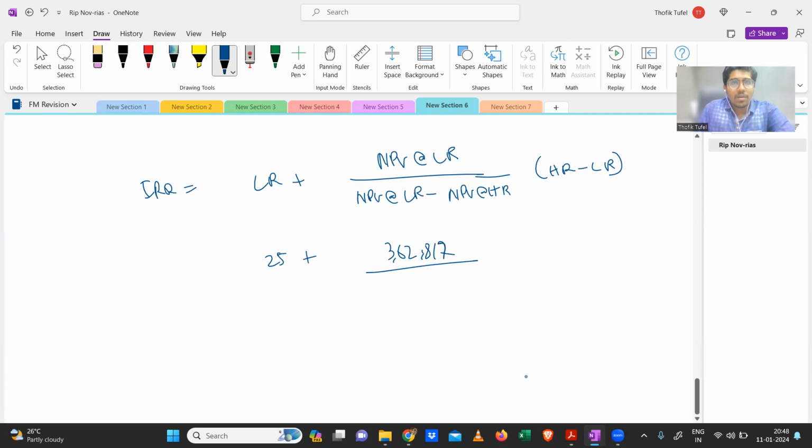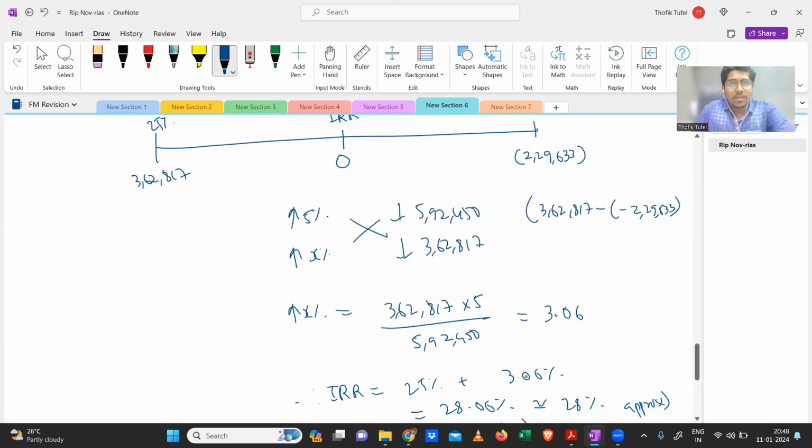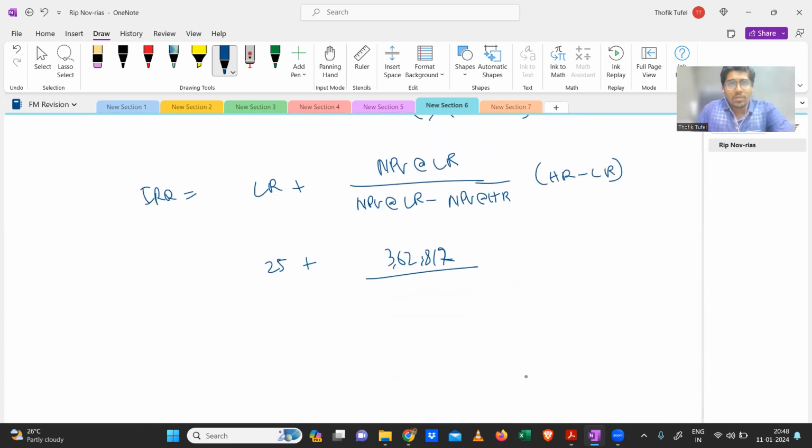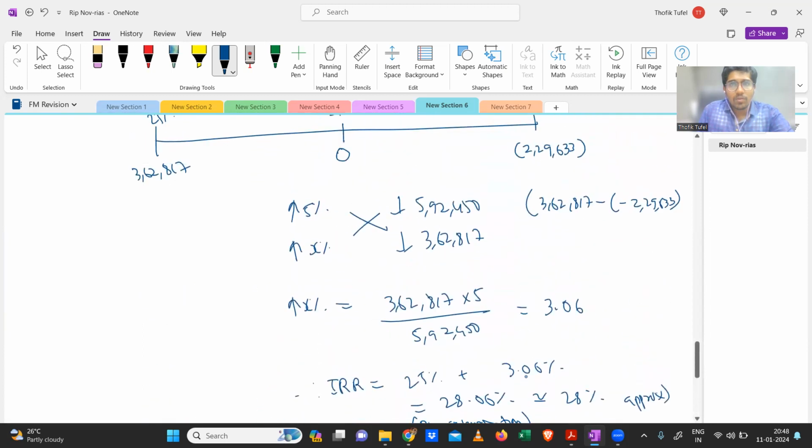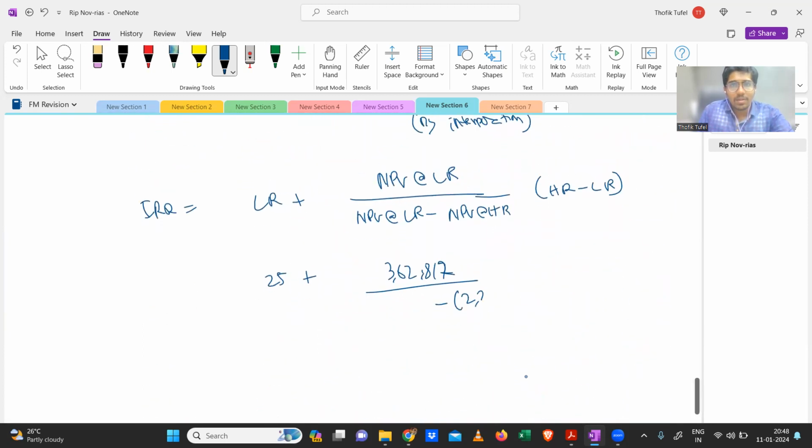So what is the NPV at higher rate? It is minus 2,29,633. So minus of minus, 3,62,817 minus NPV at higher rate, but NPV at higher rate is negative, so this becomes plus. What is my higher rate? Sorry, higher rate is 30. What is my lower rate? My lower rate is 25.